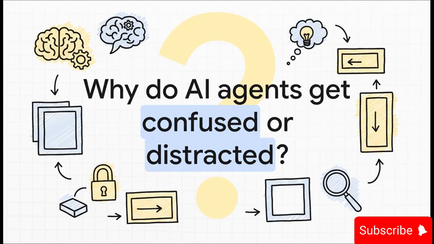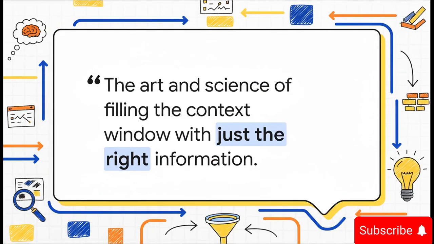So, let me ask you this. Have you ever had an AI agent that just loses the plot? Right? It gets confused, it gets distracted, or it completely forgets its main goal halfway through a task? It is an incredibly common and super frustrating problem for developers. The solution, it turns out, lies in this idea of context engineering.